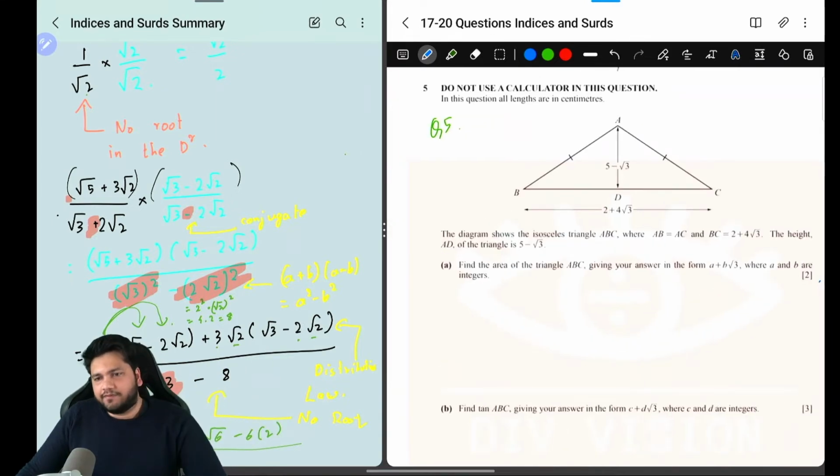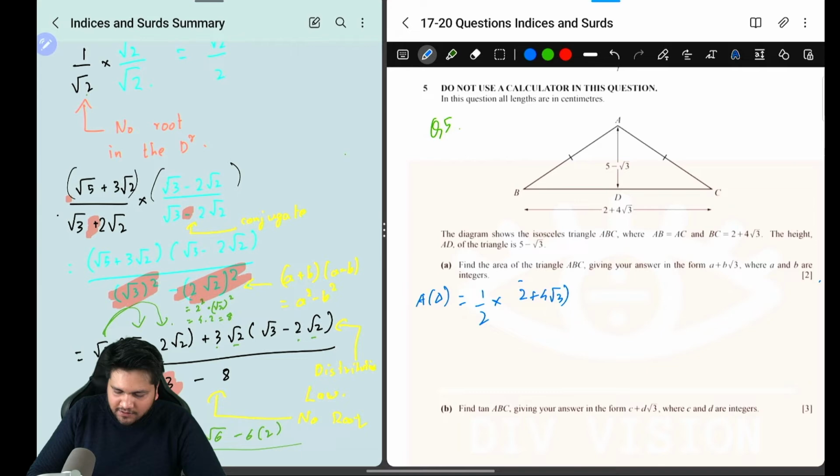So this is question number 5. In this, as you can see, they have given a triangle with the height and base as surds. You just need to find the area of this triangle ABC. We know that the area of triangle ABC is half into base into height, so here we'll just use the formula. The main objective of this question is just to simplify surds. So base first: 2 plus 4 root 3 times 5 minus root 3. Half into base into height.